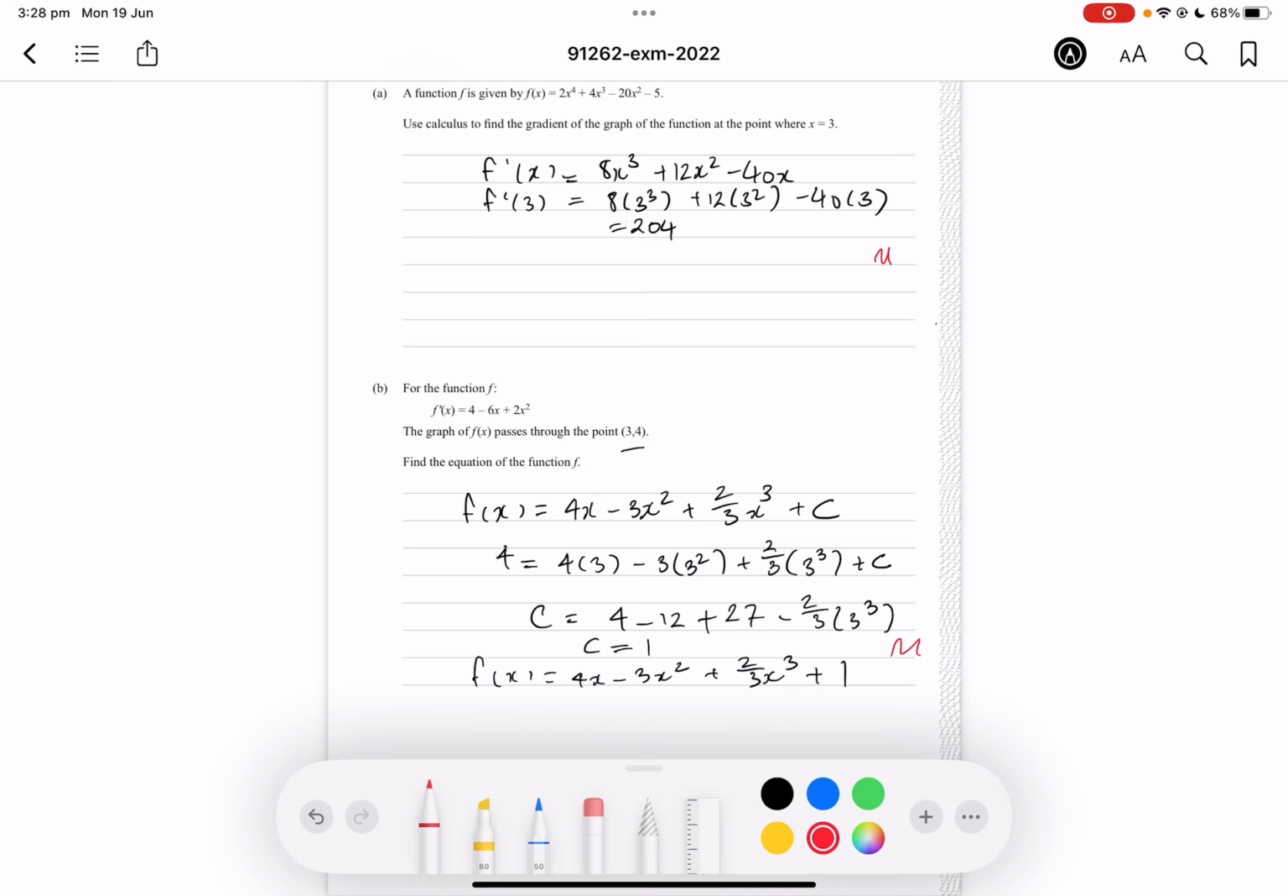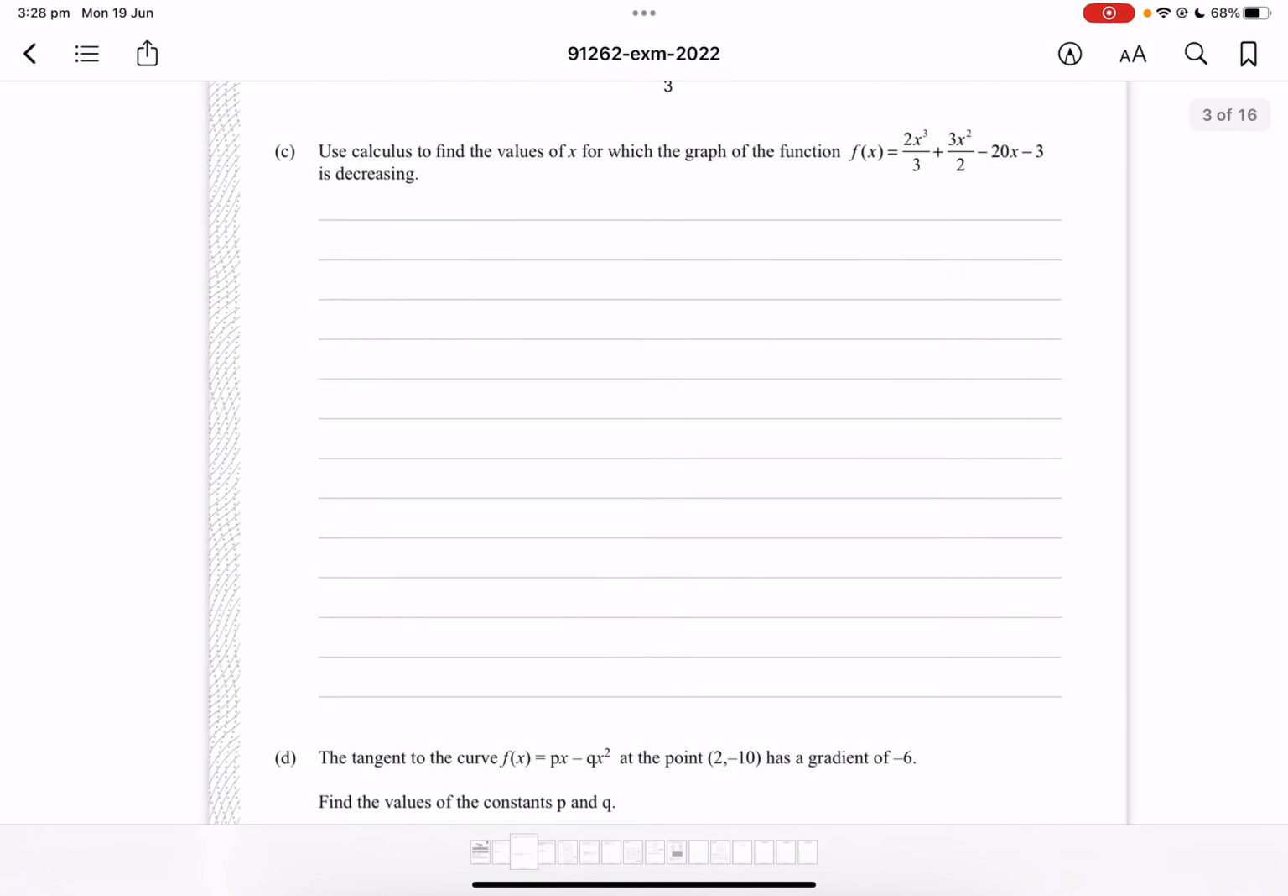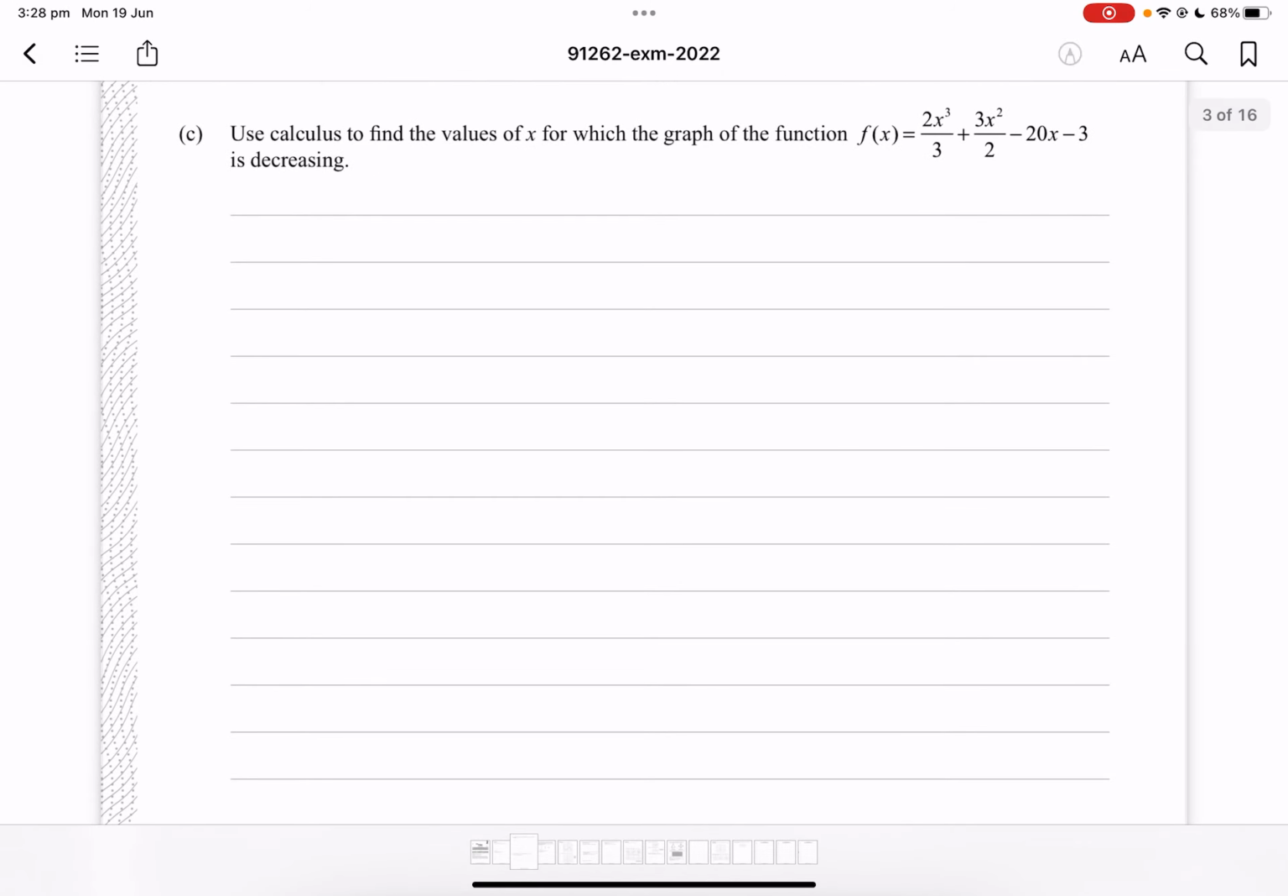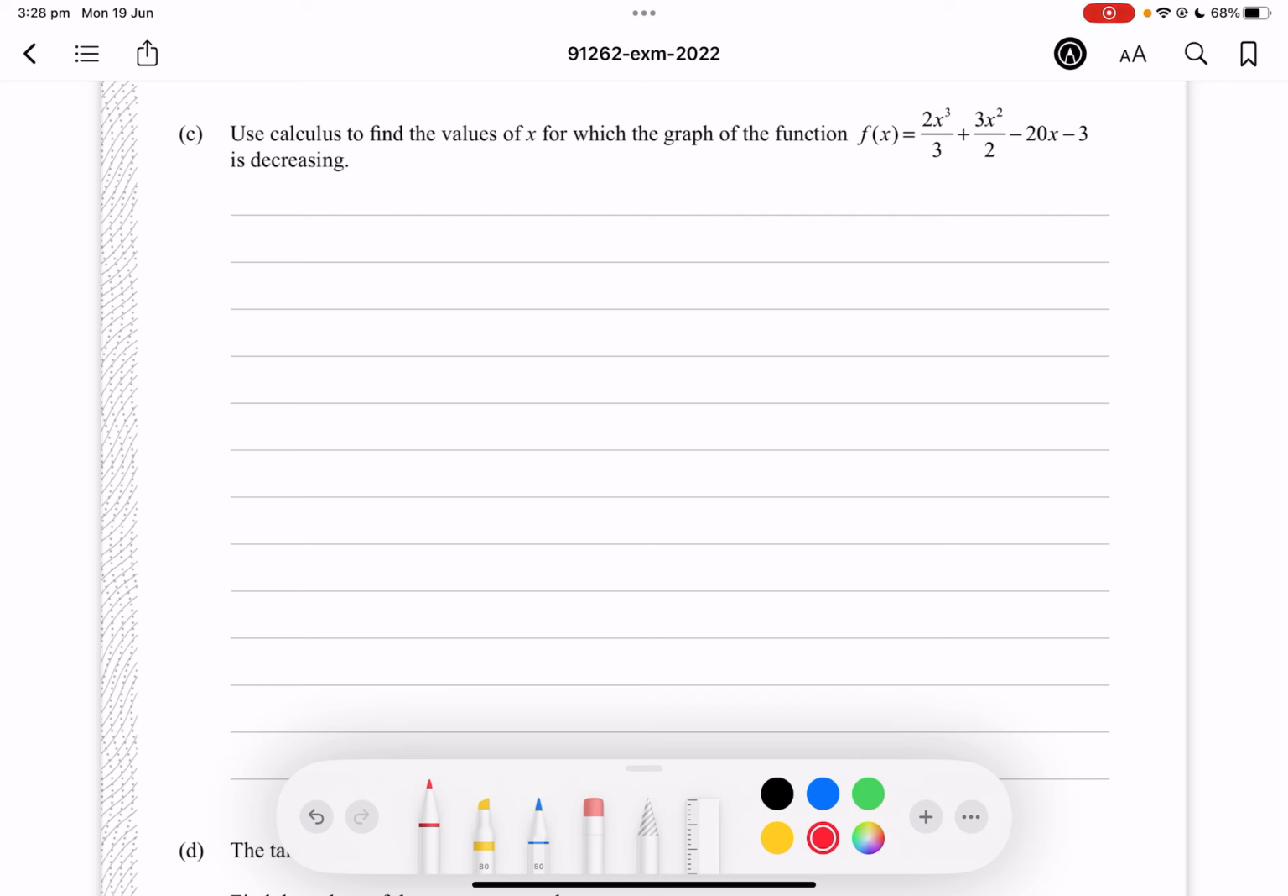Okay. Let's move on to question C. Use calculus to find the values of x for which the function f of x equals 2x to the power 3 divided by 3 plus 3x squared over 2 minus 20x minus 3 is decreasing. Whenever you see these words decreasing and increasing, these are very key words. In the case of decreasing, it's telling you that f dash of x is less than 0. In the case it's increasing, then f dash of x is greater than 0.